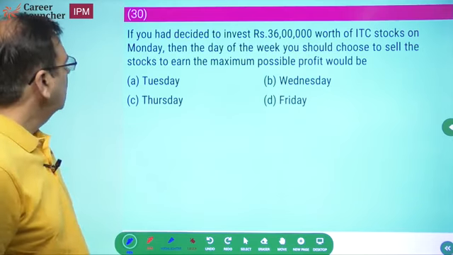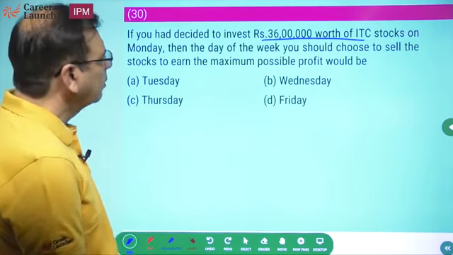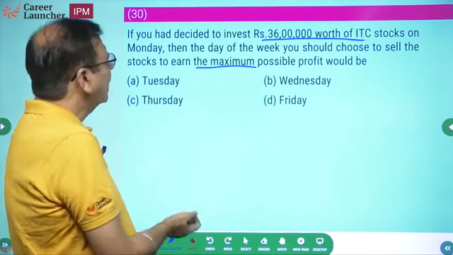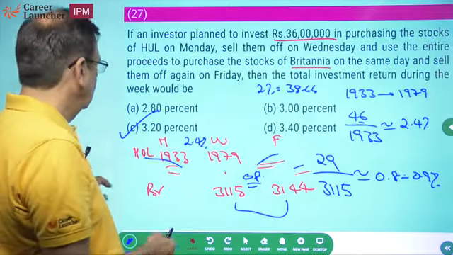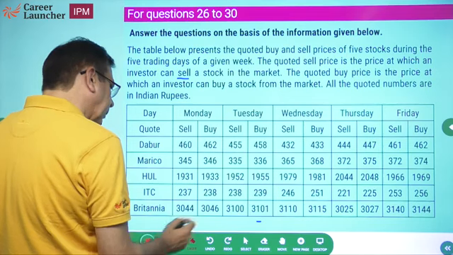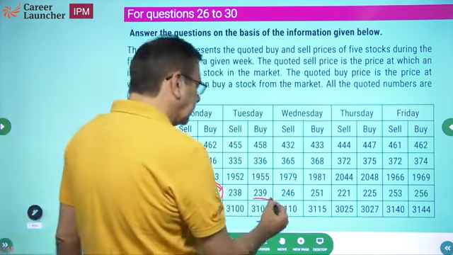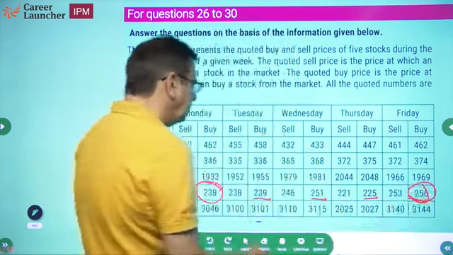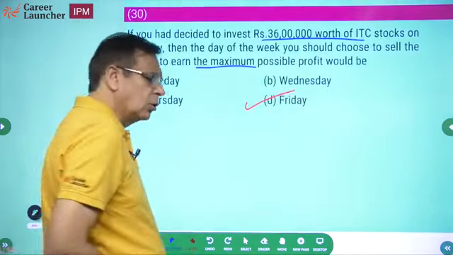Last question. If you had decided to invest 36 lakh worth of ITC stocks on Monday, then the day of the week you should choose to sell the stocks is when it is highest. Monday's price is what you bought at, and you will sell it on the day when it is the highest. So let's go back. ITC, you purchased it on Monday. Not that it matters. You will sell it on the day when it is highest. 239, 251, 225, 256. You will sell it on Friday. Friday.